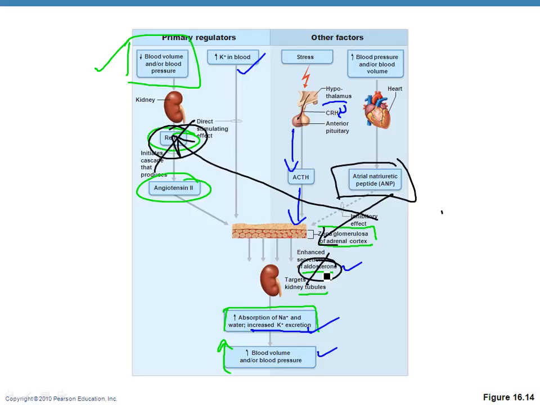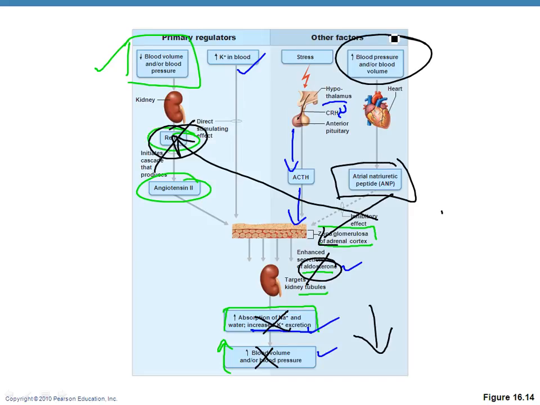If aldosterone is not released, what's going to happen? You're not going to have sodium absorption. You're not going to have water retention. So what's going to happen to your blood volume? It's going to go down, right? If we're not pulling in more water, our blood volume is going to go down, therefore our blood pressure is going to go down. And what is this in response to? Why do we release ANP? If our blood pressure is too high, we want to bring that down by this mechanism.